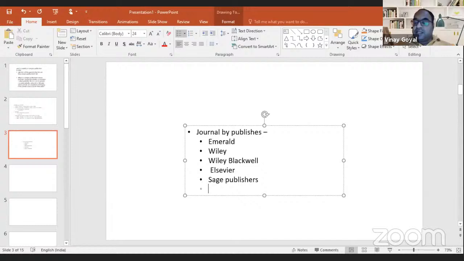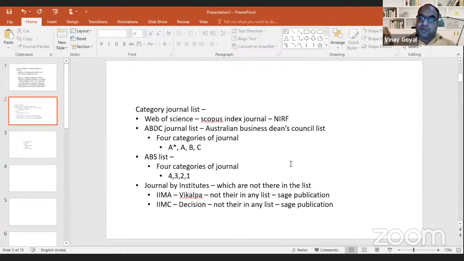Institutes in India will take into consideration the journal published by top institutes, whether it is listed or not listed. So if you have a publication in Vikalp, it will be considered as a category publication because it is issued by one of the top institutes in the country, right? Similarly, Decision, which is published by IIM Calcutta and SAGE. Whether it is mentioned in the list or not, it doesn't make any difference. In India, we will consider that as a category publication.